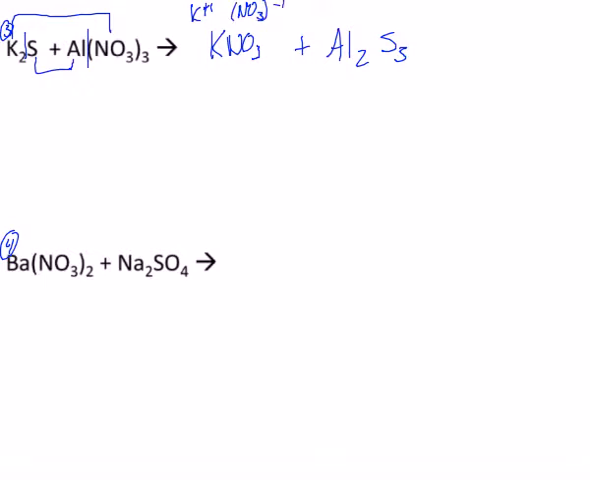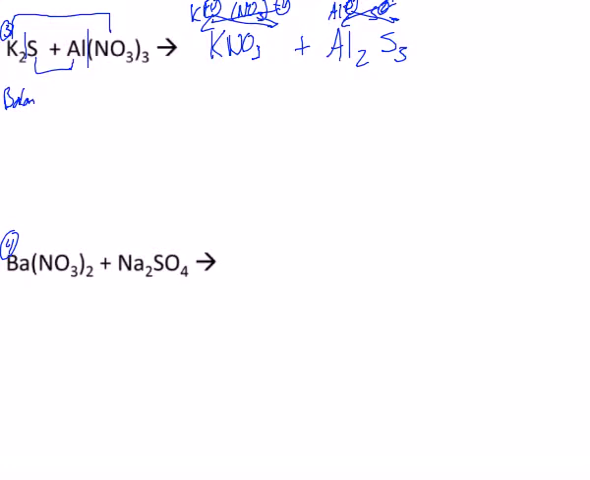You have to do the crisscross method. There we go. So you've got to do the crisscross method for your products. You cannot assume that they're going to have the same subscripts every time. Aluminum was a +3. Sulfur is a 2-. So we're going to take those and crisscross them over. So that's what our new products should look like. But we're going to rewrite it as our balanced equation.